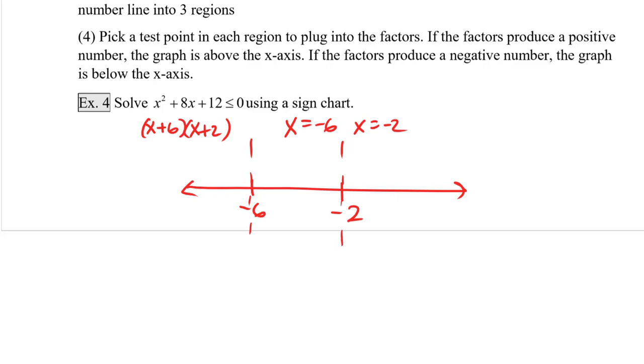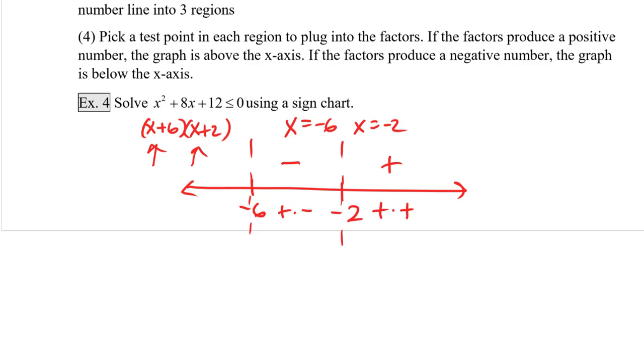Now a number that is greater than -2 is 0. 0 is always easy to plug in. If I take 0 and I plug it in for x into these two factors, 0 plus 6 is 6, 0 plus 2 is 2. Those are two positive numbers. When you multiply two positive numbers together, you get a positive. Now let's pick a number between -6 and -2. How about -3? -3 plus 6 gives us a positive, and -3 plus 2 gives us a negative. Well, a positive times a negative gives us a negative.